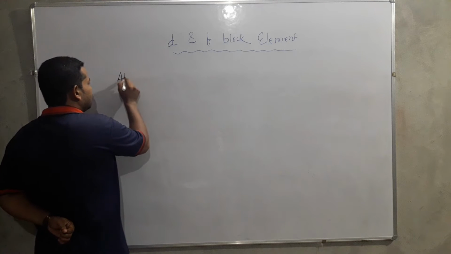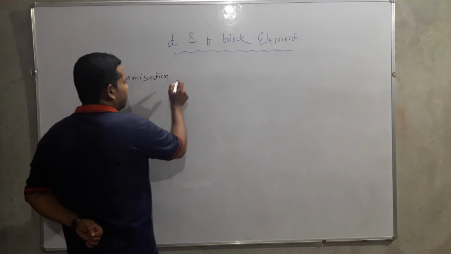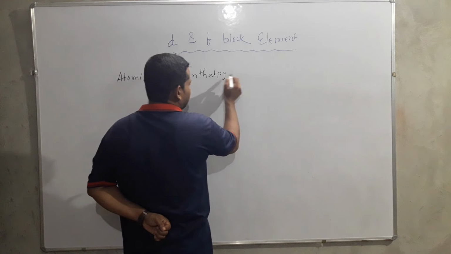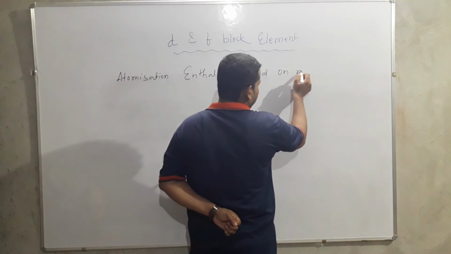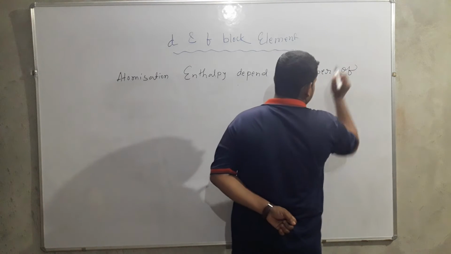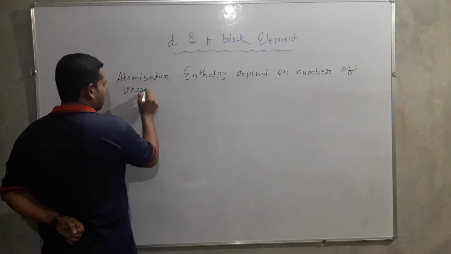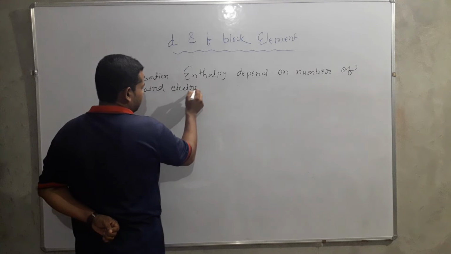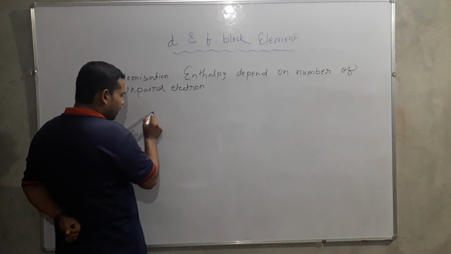Atomization enthalpy depends on the number of unpaired electrons. Clear people? Say iron.